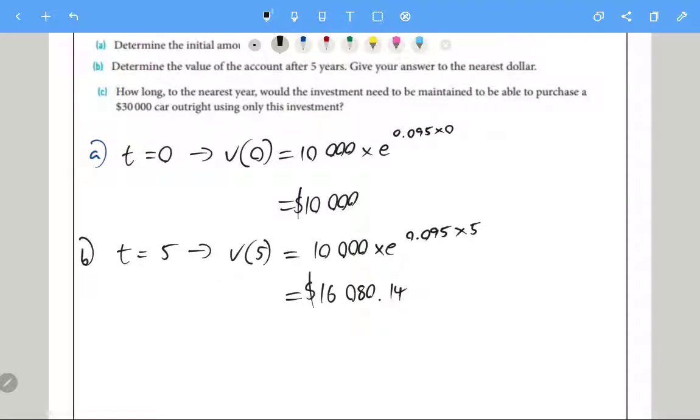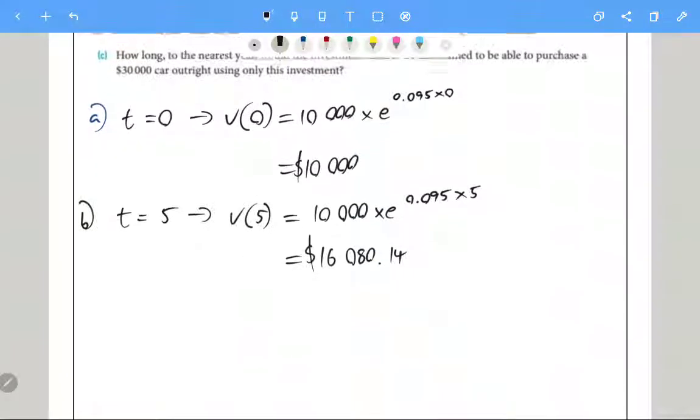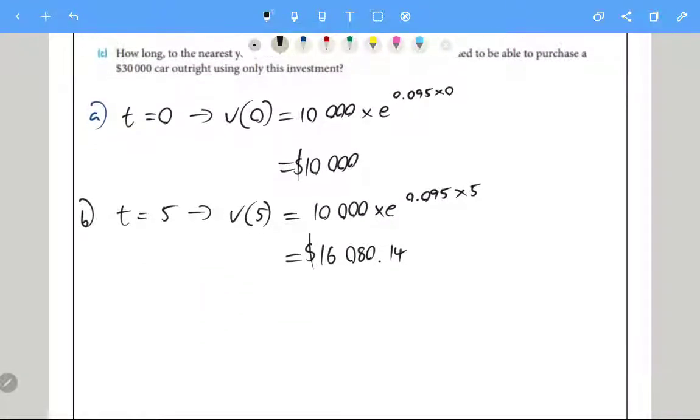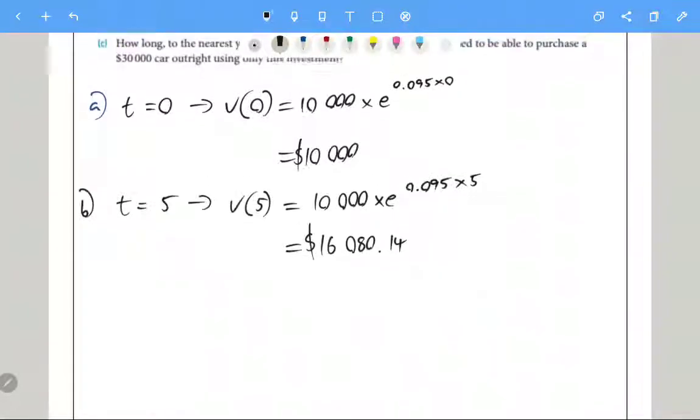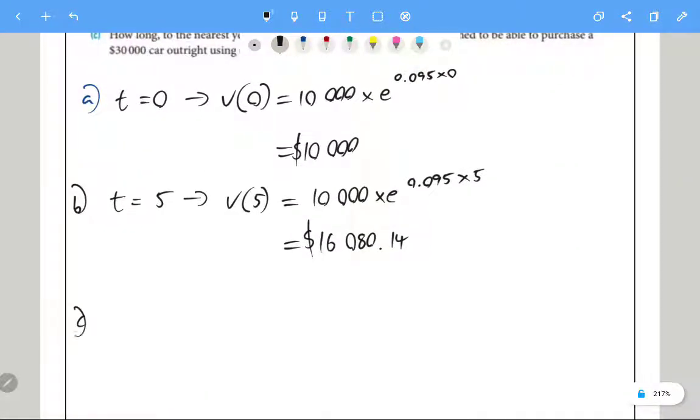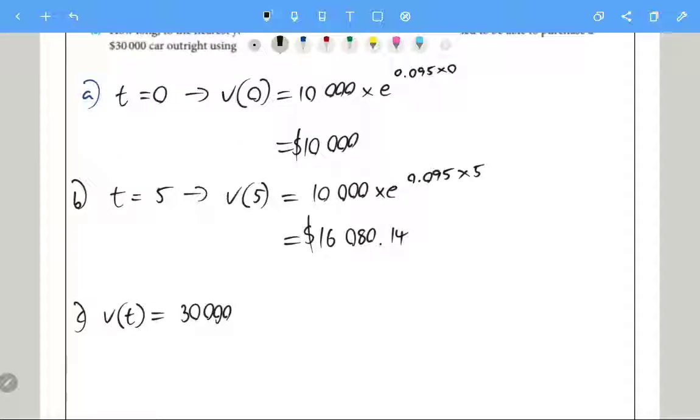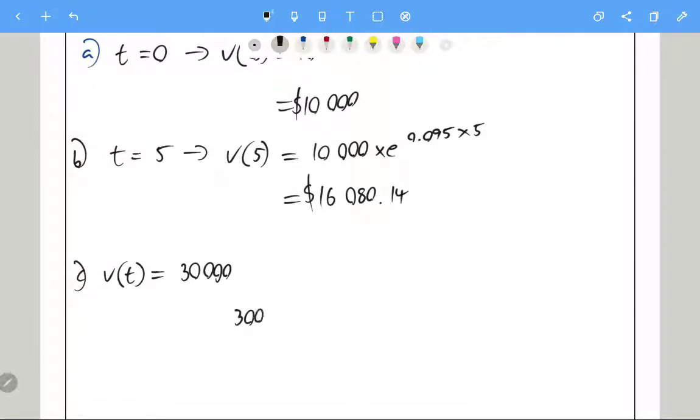C, how long to the nearest year would the investment need to be maintained to be able to purchase a $30,000 car outright using only this investment? Alrighty, so you could obviously just chuck in numbers until it gets over there, but we would expect you to use an algebraic method, so let's try that. In this case, we're interested in when the value, V(t), is equal to 30,000. Well, let's solve for it. 30,000 is equal to 10,000 times e to the 0.095x.